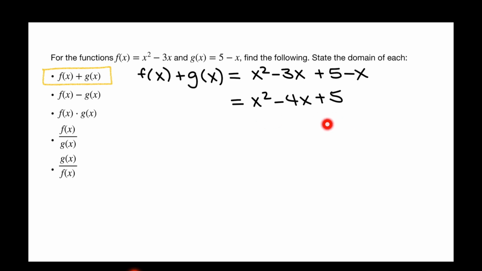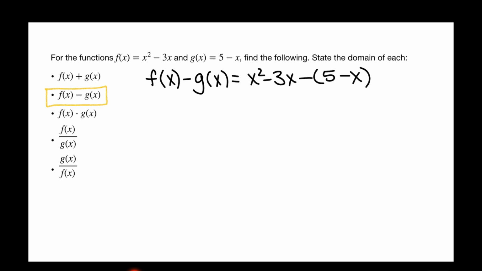This is also a polynomial. The sum of these two functions is another quadratic function. There are no denominators, there are no square roots. The domain of this is all real numbers. And in fact, when you add two functions, the domain of the sum is the domain of those two functions. The same is true when you subtract two functions. And let's see how that works next.